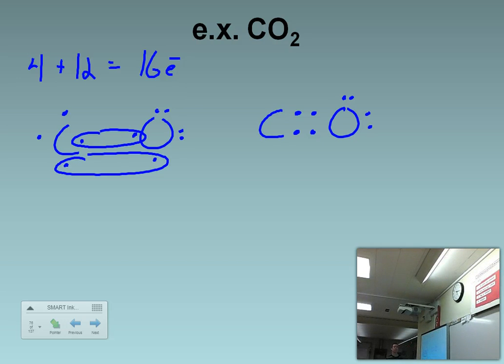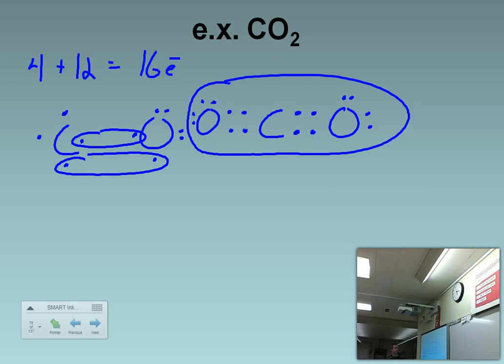And then the same thing would happen on the opposite side. So I get something like this. So this would be my structure right here. Okay? So that would be carbon dioxide. Now if I count my electrons, I've got to have 16: 2, 4, 6, 8, 10, 12, 14, 16. That's correct. Does everybody have 8? That's 8 right there. That oxygen has 8. And then you can see that the carbon also has 8.